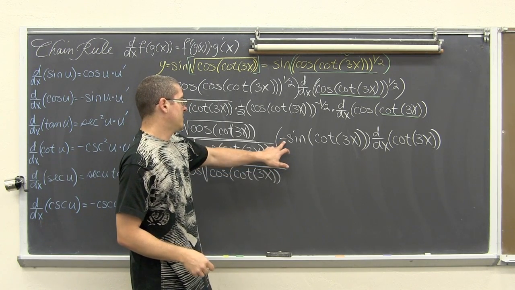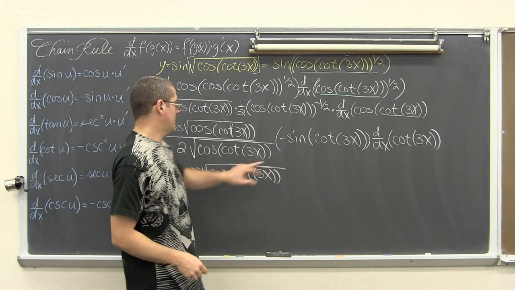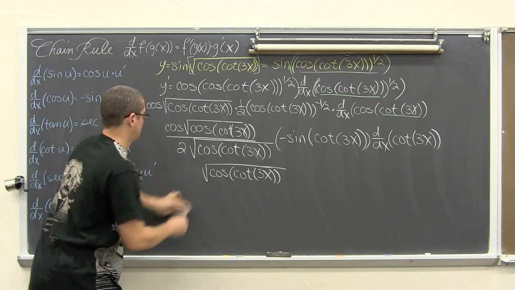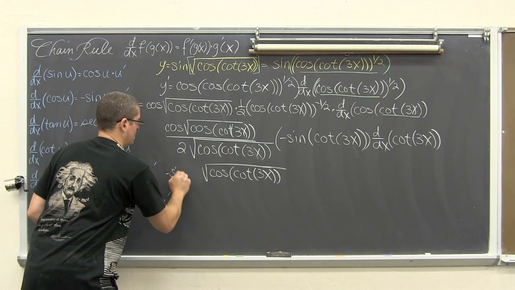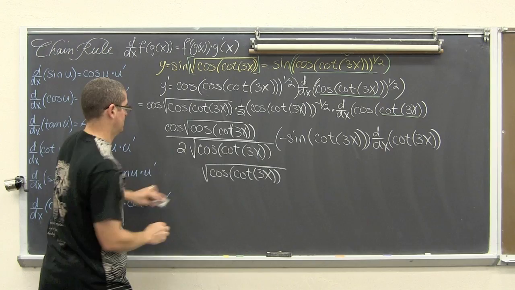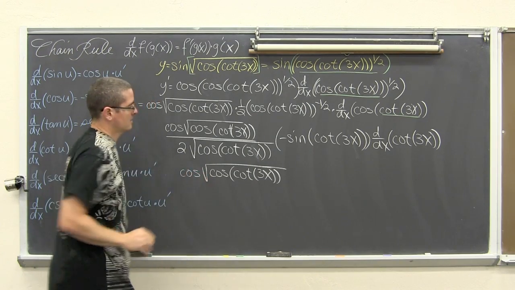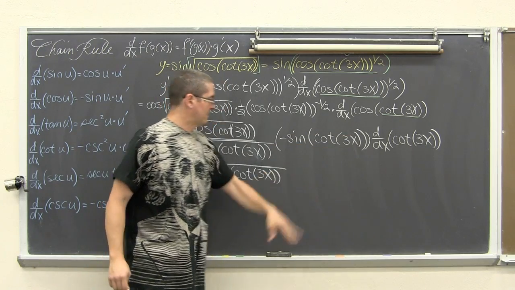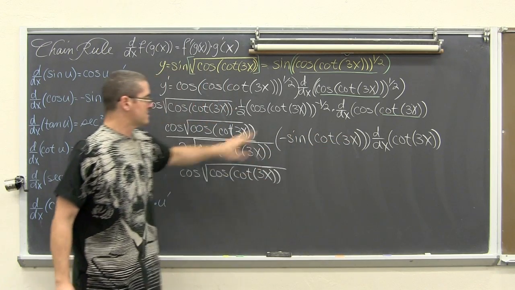There's a negative here and a sine, so I can go ahead and bring this out front. Oh, no, it's not. It's so tempting to think this is a sine of x times something. No, it's the sine of cosine. Okay, so that's going to stay there.